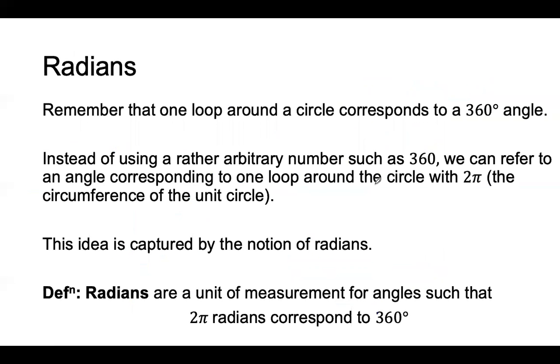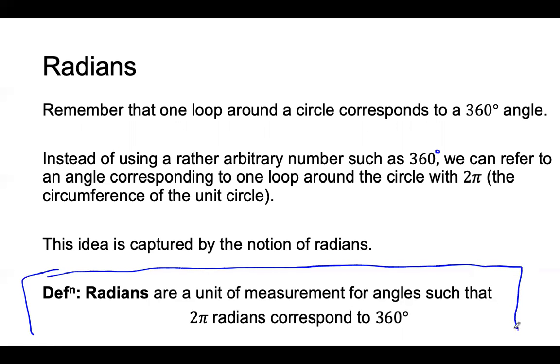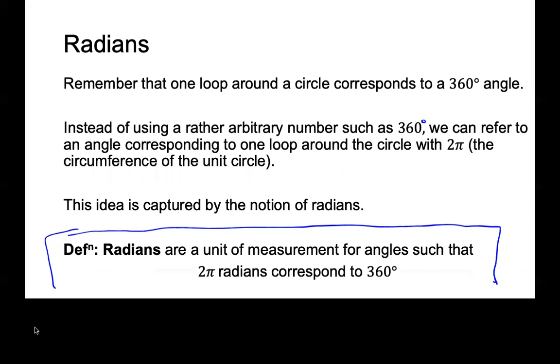Now, radians. So remember that one loop around a circle corresponds to a 360-degree angle going once around the circle. Instead of using a rather arbitrary number such as 360 degrees, we can refer to an angle corresponding to one loop around the circle with 2 pi, the circumference of this unit circle. So this idea is captured in this notion called radians. The definition is written down here. Radians are a unit of measurement for angles that correspond to 2 pi radians.